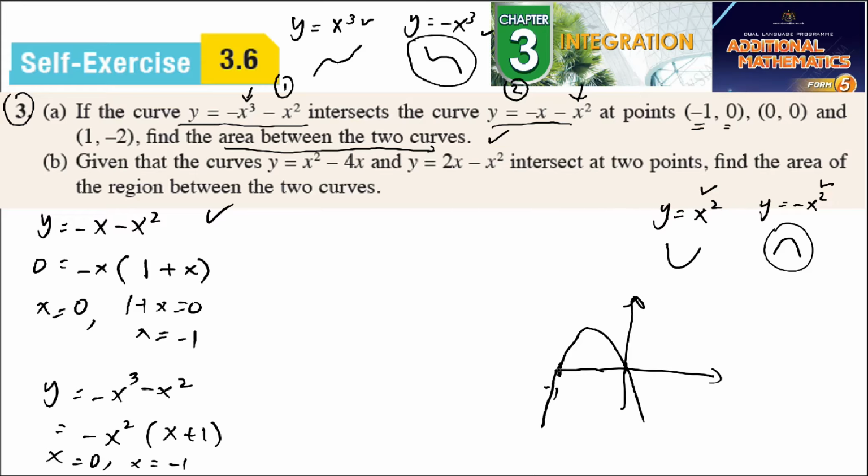So we know this one and this one might be something like this. The graph is going up and then going down again. So this one is going down again. Maybe the intersections happen at -1, 0, and this one is 0, 0, and this one should be maybe 1, because this one is the intersection, which is 1 and -2. So there are 3 points of intersection.